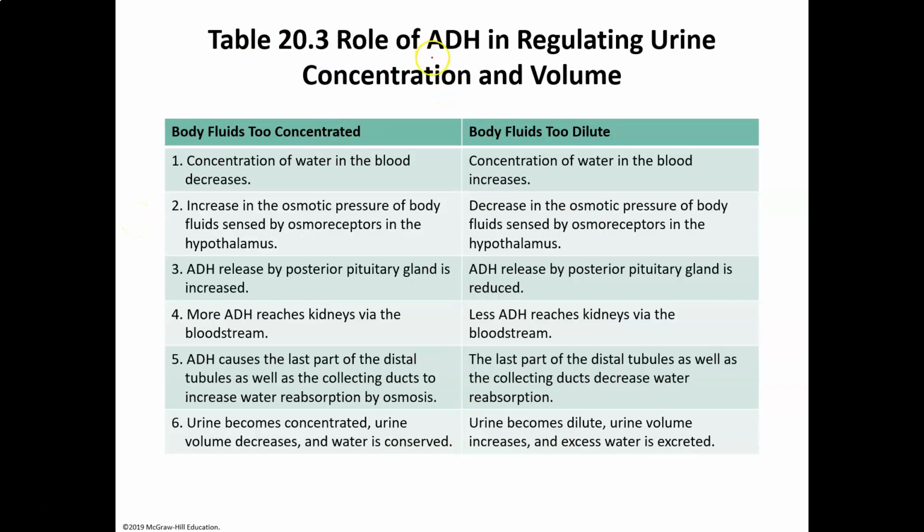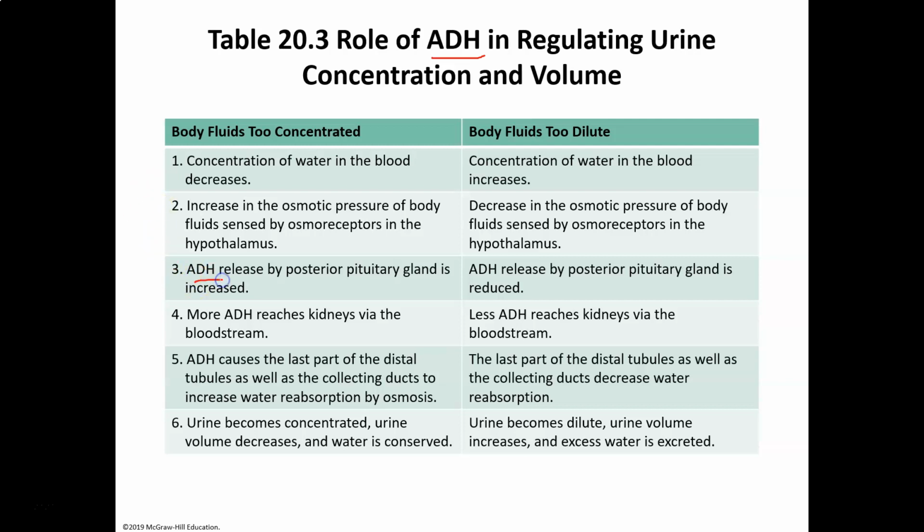Here's the role of ADH in regulating urine concentration and volume. Here you are. If body fluids are too concentrated, so you go through these processes. If the body fluids are too concentrated, that means the osmolarity of those fluids is rising. That means you don't have enough water. You have too many ions, too many other things that are creating an increased osmolarity in your blood. You need more water to dilute that. How do you do it?